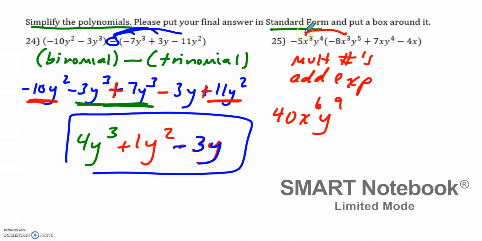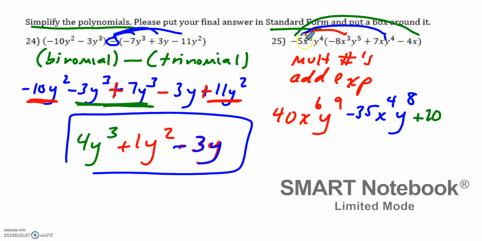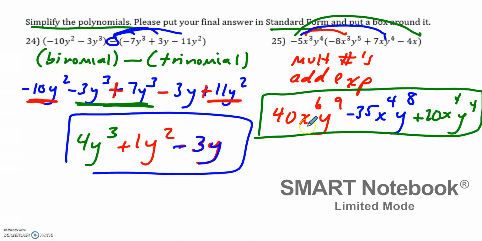First term, done. Distribute into the second one. Negative 5 times positive 7, negative 35. X to the third times x to the first is x to the fourth. Y to the fourth times y to the fourth is y to the eighth. Last but not least, those. Negative 5 times negative 4 is positive 20. X to the third times x to the first is x to the fourth. Add those exponents. Y to the fourth times nothing is just carried along as y to the fourth. So this would be your final answer, because none of these are like terms because the bases and exponents are not the same.